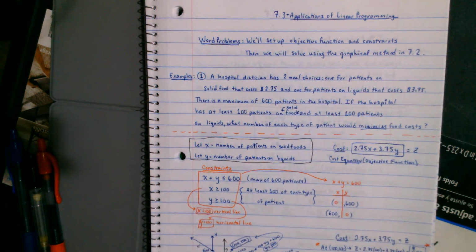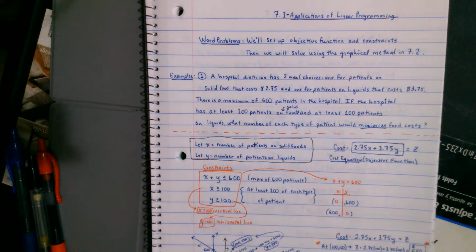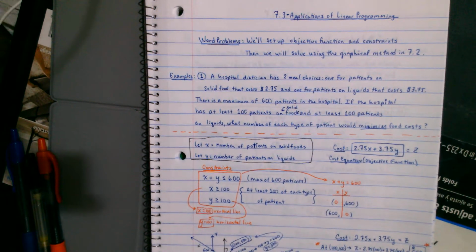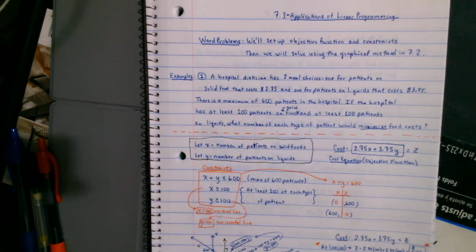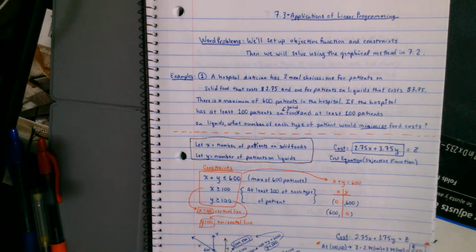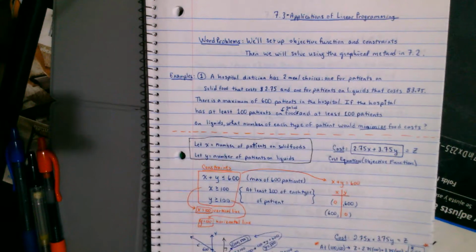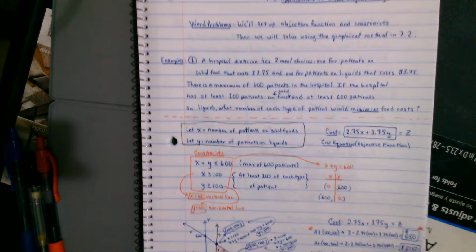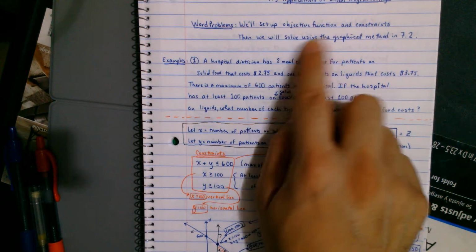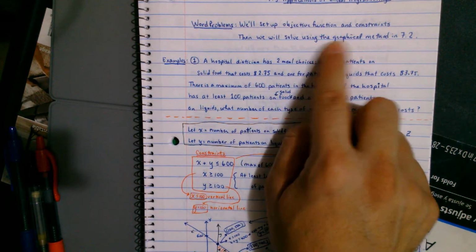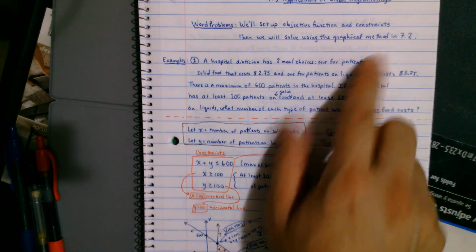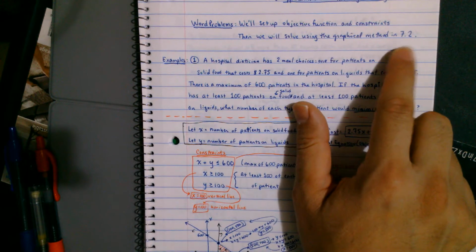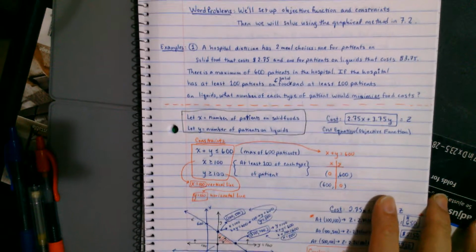Okay, so here's 7.3. Essentially very similar to 7.1 and 7.2. What makes this section different is that there's going to be a word problem. You're going to have to set up a word problem first and then solve the inequality. Okay, so what I said here is application. So we're going to set up an objective function and constraints, and then we're going to solve using the method we did in 7.2. Oh, well, actually, yeah, 7.2, that's right.